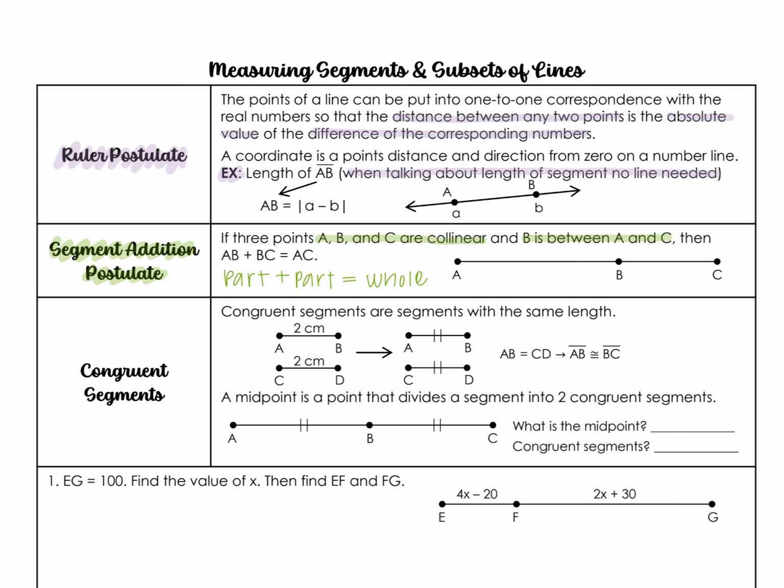So doing exactly what we did in the first one, we're going to start off by just adding our 2 parts. So 2x minus 6 plus x plus 7 should be equal to the entire length of 25. Combining like terms, I'm going to get 3x plus 1 equals 25.